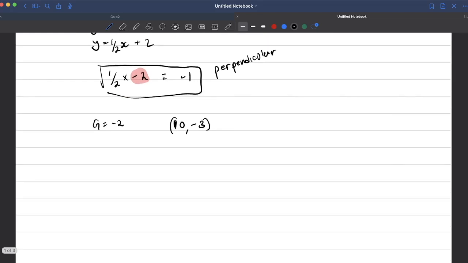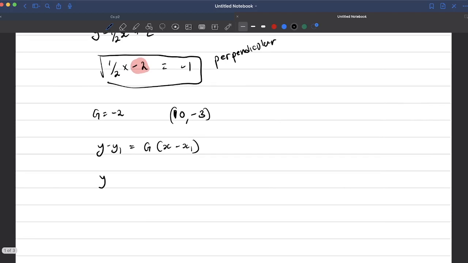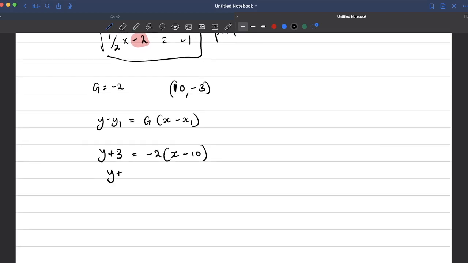So let's find the equation of the line using y minus y1 equals the gradient times x minus x1. You need to remember this equation. We now plug in the values, so this will become y plus 3, the gradient is -2, x minus 10. So this will be y plus 3 equals -2x plus 20. So that gives me y equals -2x plus 17.